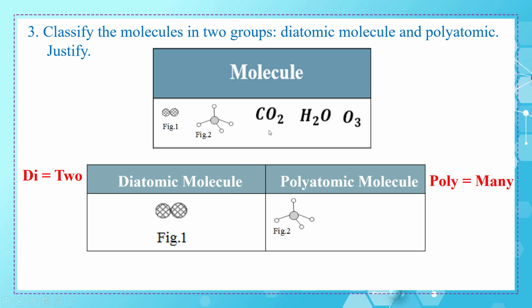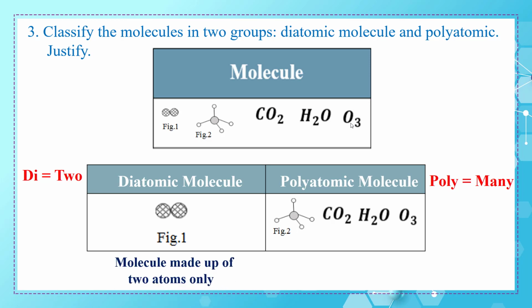Same thing for the others. CO2 is made up of 3 atoms, so it is polyatomic. H2O, 3 atoms, also polyatomic. And finally, O3 is made up of more than 2 atoms, so it is polyatomic. Don't forget that diatomic molecules are molecules made up of just 2 atoms only, while polyatomic molecules are molecules made up of more than 2 atoms. Keep that in mind. Let us move to the second exercise, guys.